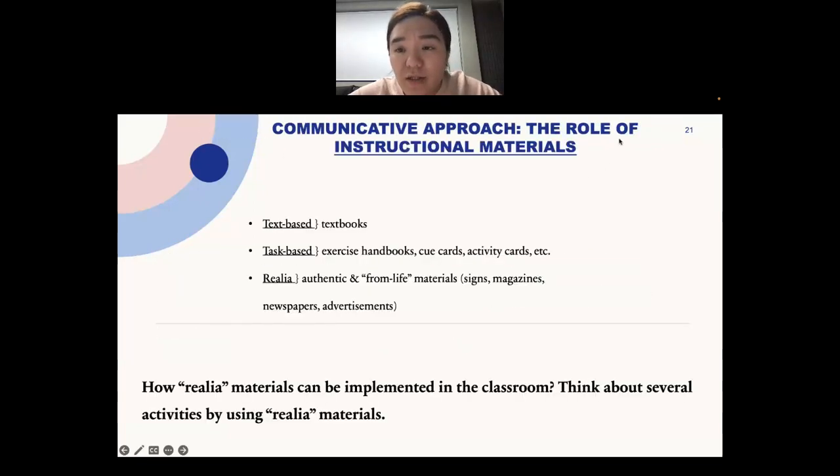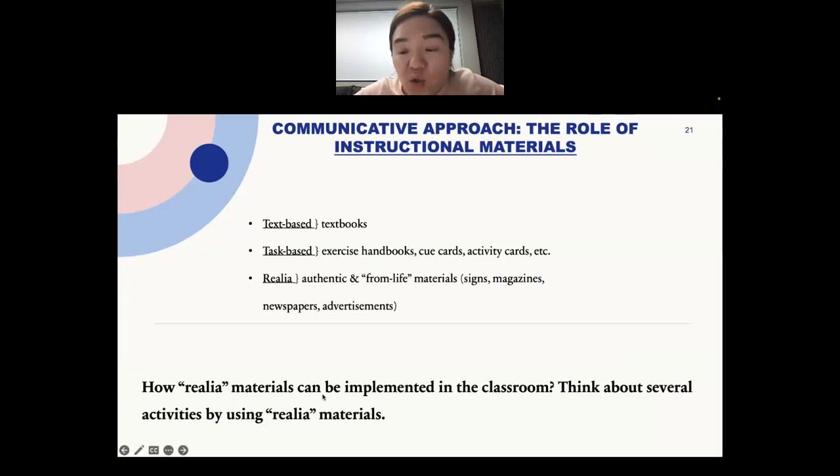And also the role of instructional materials here. We have text-based textbooks, then task-based exercises, handbooks of exercises, cue cards, activity cards, etc. And realia, which is authentic material from life. For example, it can be science magazines, newspapers, advertisements, or it can also be notifications, maybe, in the target language.